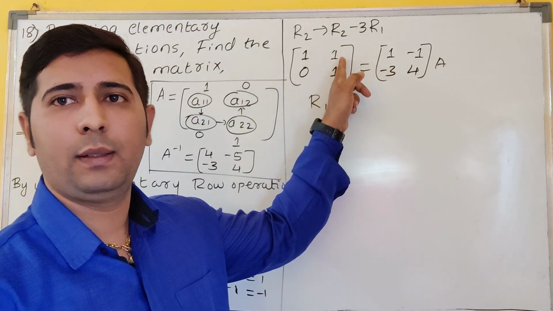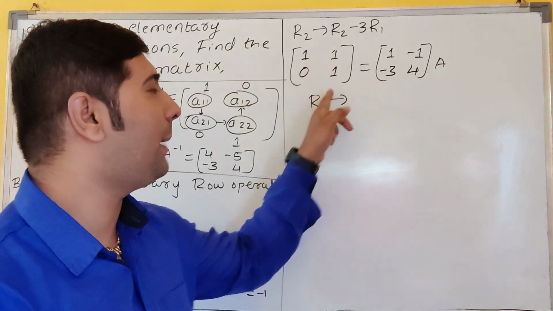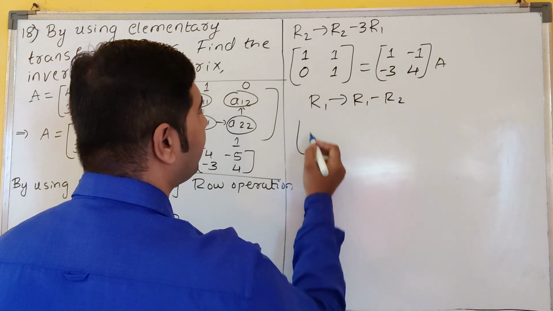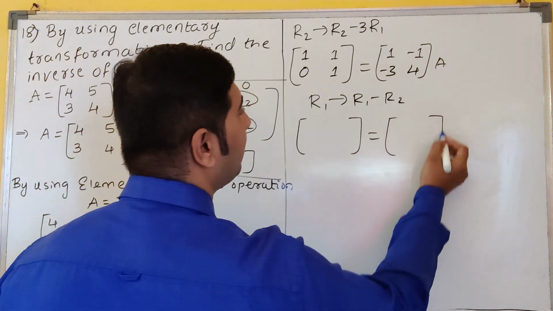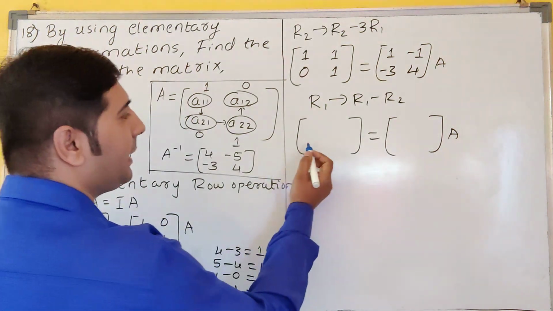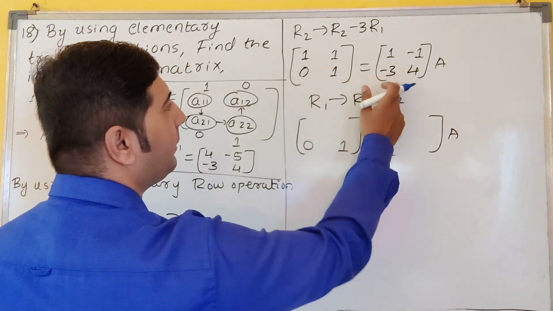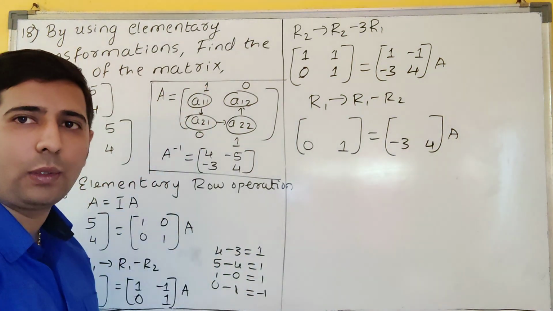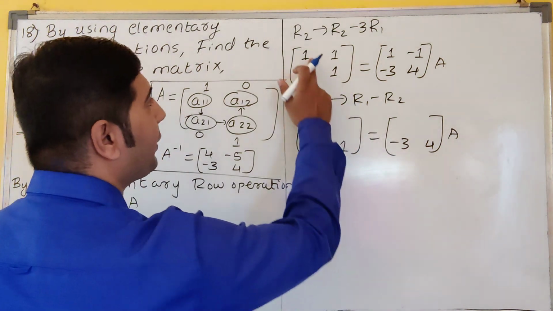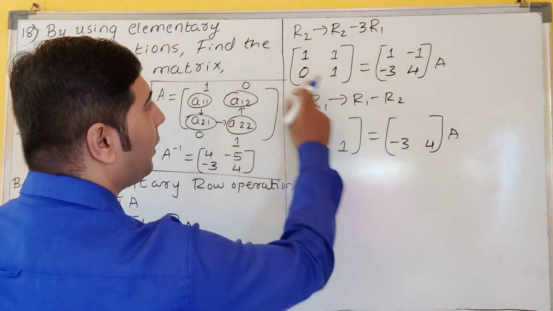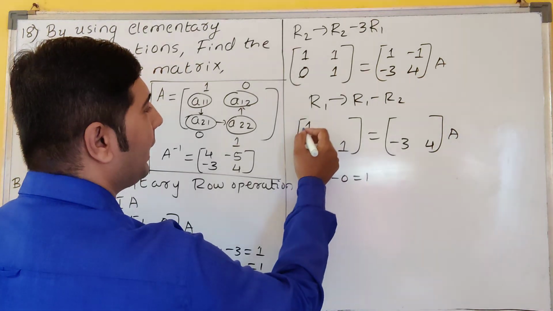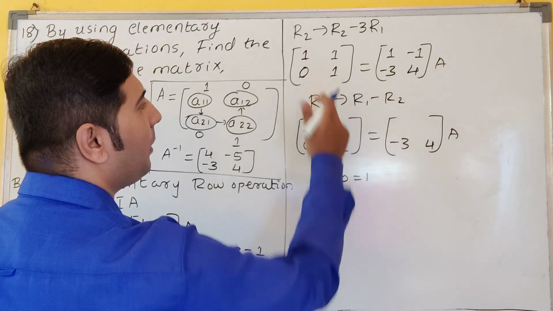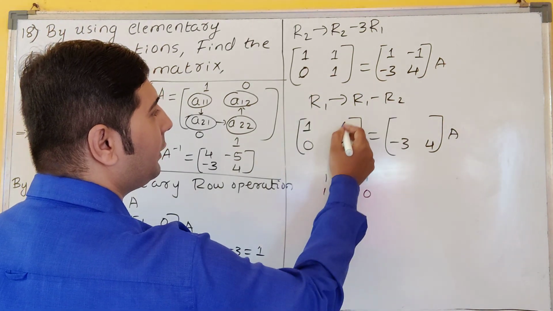So R1 is 1 now. R2 is how much? 1. 1 minus 1 is how much? 0 or not? So then R1 minus R2 I can do. Which is not changing? R2 is not changing, no. R1 is changing. R2 you write as is: 0, 1, minus 3, 4, dear students. I wrote R2 as is. So R1 is how much? 1. R2 is how much? 0. 1 minus 0 is 1. 1 I can write. R1 is how much? 1 minus R2, which is 1. 1 minus 1, 0.